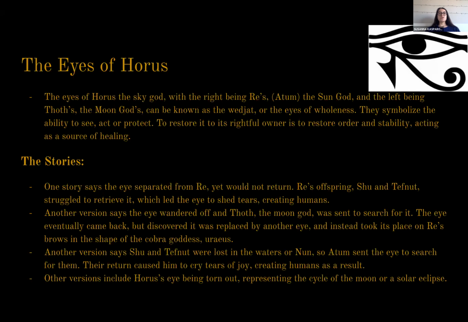Another version also says that Shu and Tefnut, the children of Ra, were lost in the waters, or the chaos, also known as Nun. So Ra sent the eye to search for them, and their return caused him to cry tears of joy, and that created humans as a result. And there are many other versions that include the eye, for example, it being torn out, and they also represent the cycles of the moon or potentially a solar eclipse.